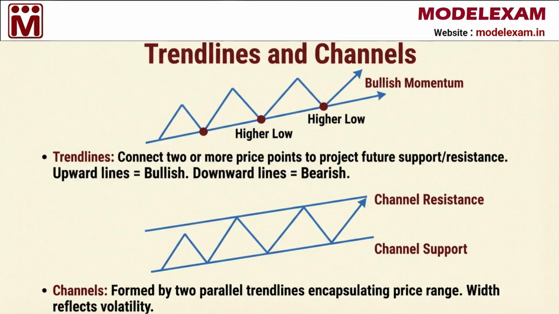Moving on from horizontal lines, let us explore trend lines and channels. A trend line connects two or more price points to project future support or resistance. If the line slopes upwards, connecting higher lows, it indicates bullish momentum. If it slopes downwards, connecting lower highs, it indicates bearish momentum.